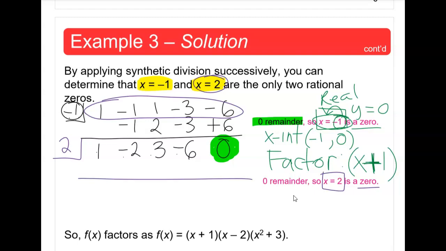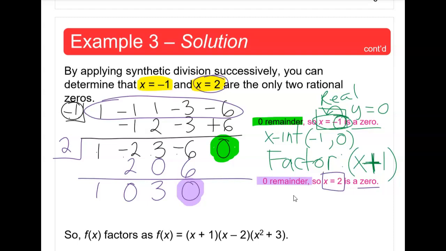So we drop the first digit. 2 times 1 is a 2. -2 plus 2 is 0. 2 times 0 is 0. 3 plus 0 is 3. And 2 times 3 is 6. -6 plus 6, 0. So again, we get a remainder of 0. So what does that mean? That the value x equals 2, we call it a 0 of the equation, or a solution of the polynomial.